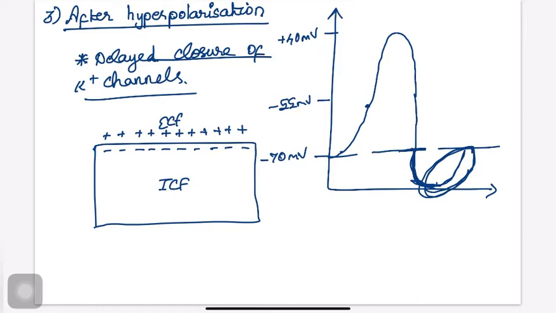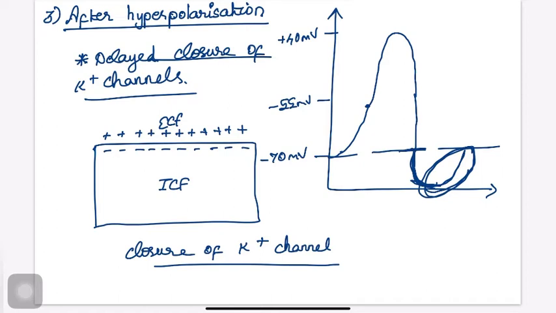And as we already mentioned, what does closure of the potassium channel cause? As the potassium channel gets closed, there will be no further movement of potassium from inside to outside, right? As potassium has a gradient from inside to outside, once the potassium channel has closed, there will be no further movement of potassium outward, which means closure of the potassium channel will cause depolarization, right?